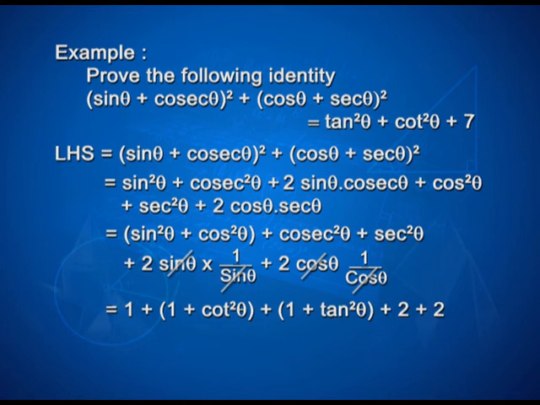And two expressions, 2 sin theta into cosec theta. This can be solved as 2 sin theta into 1 upon sin theta. So, sin theta gets cancelled. Similarly, in the next expression, 2 into cos theta into sec theta, cos and 1 upon cos theta get cancelled, and we have 1 plus cot square theta plus 1 plus tan square theta plus 2 plus 2, which on solving gives us cot square theta plus tan square theta plus 7, that is equal to RHS. Hence, we have proved the identity.